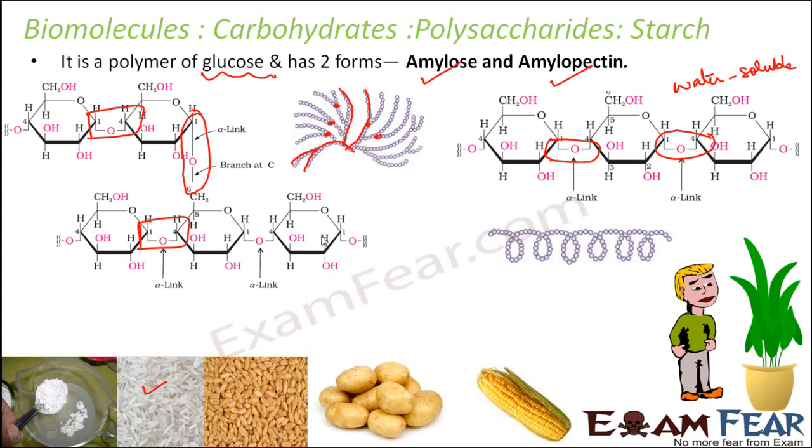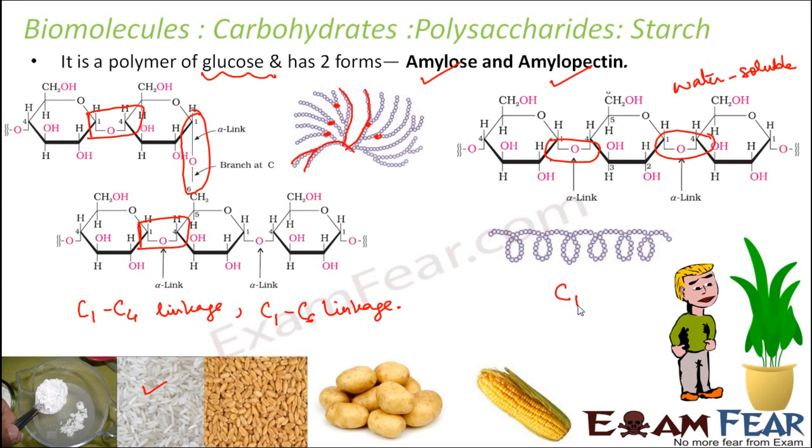Otherwise, they are also similar to amylose. So if you consider only this part of the structure, this is similar to amylose. This part of the structure is also similar to amylose, but they are interconnected by these branching bonds, that is some additional glycosidic linkage. So here you have C1, C4 linkage and C1, C6 linkage.